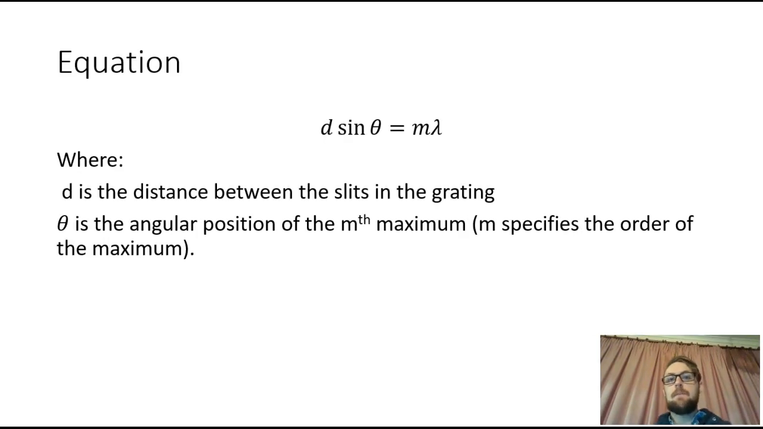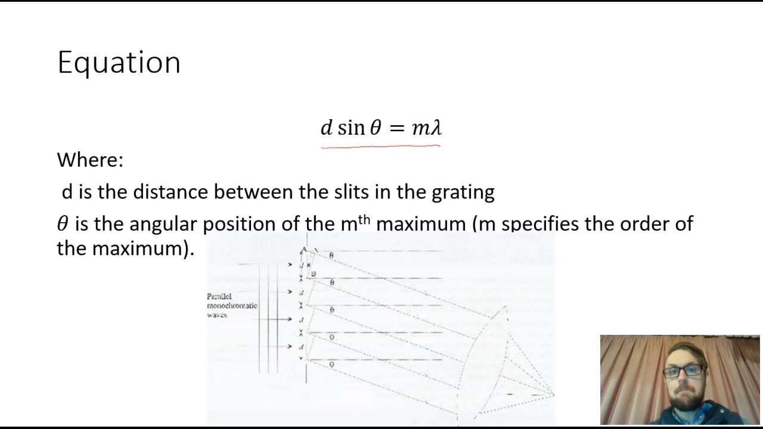So from all of this, we get an equation, and it's as shown here: d sine theta equals m lambda. We have seen this before with the double slit, but it works again. Basically, d is the distance between the slits in the transmission grating. Theta is the angular position of whatever maxima we're talking about, and m is the maxima.